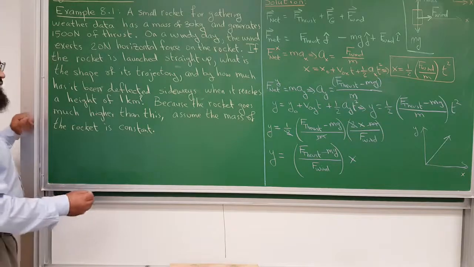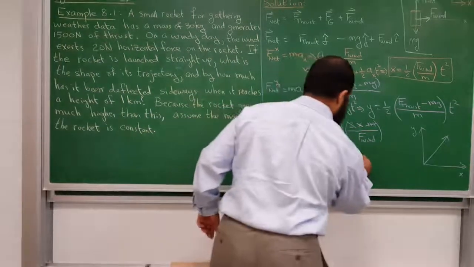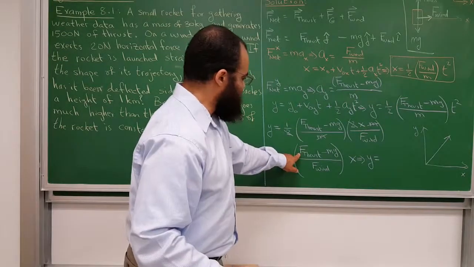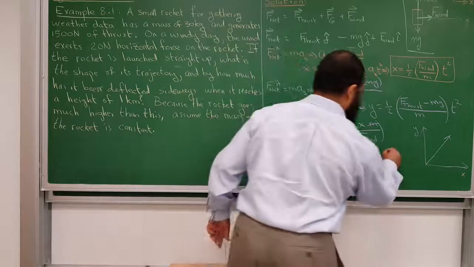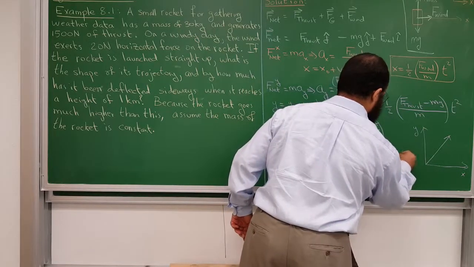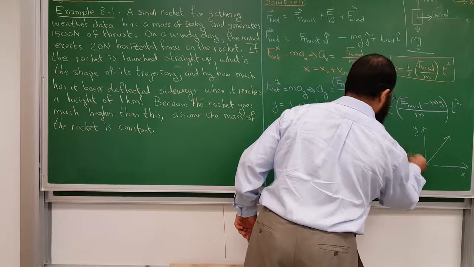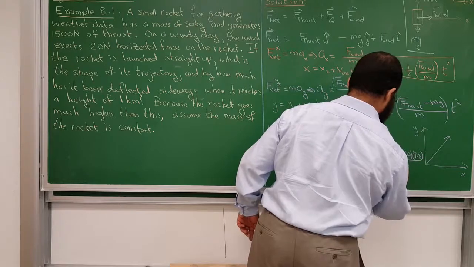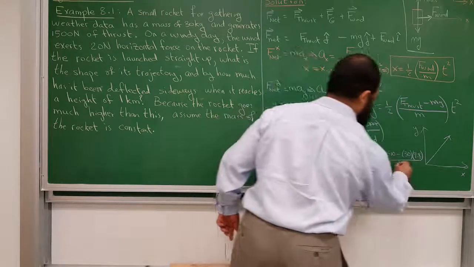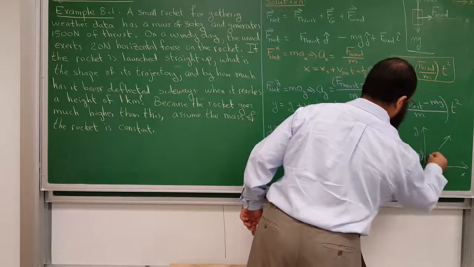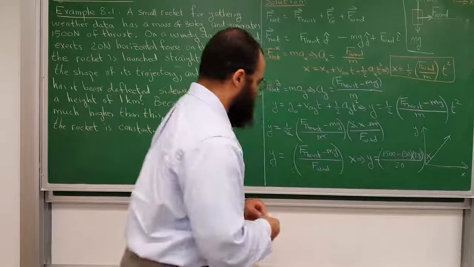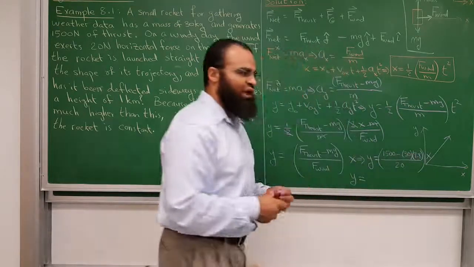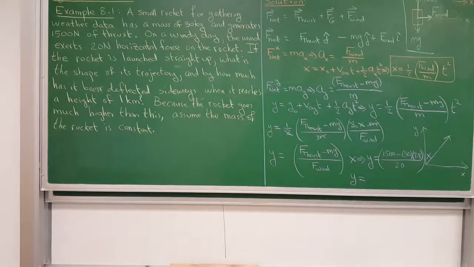So actually, let me just reduce this. You get y will equal F thrust, that's 1500, minus mg, where the mass is 30 kilograms and gravity is 9.8, and then 20 newtons for the force of the wind, and the whole thing times x. Sorry, I'm getting tighter here. So you get y equals 1500 minus 30 times 9.8, and then the whole thing divided by 20. Let me get my calculator here.